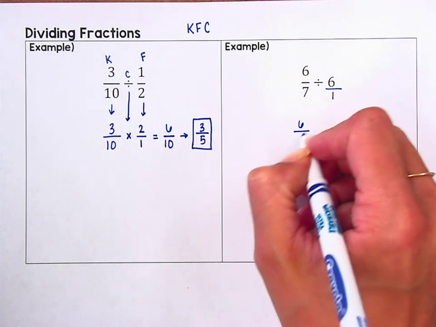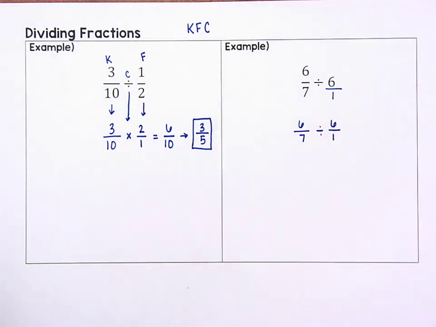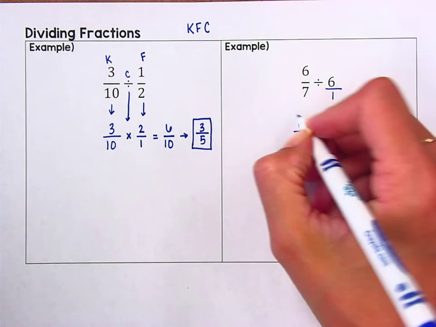So we have 6/7 divided by 6/1. And I would strongly recommend doing this before you try KFC because it may confuse you once you're flipping that second fraction. So now let's go through KFC.